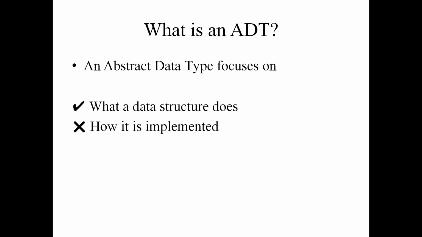An abstract data type or ADT is a way of looking at a data structure. It focuses on what the data structure does rather than how it does it. In simple words, when using a data structure, we are interested in the services it provides. We are usually not concerned about its internal implementation. This is the main idea behind an ADT.